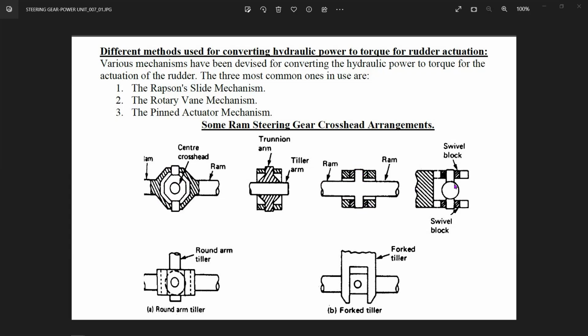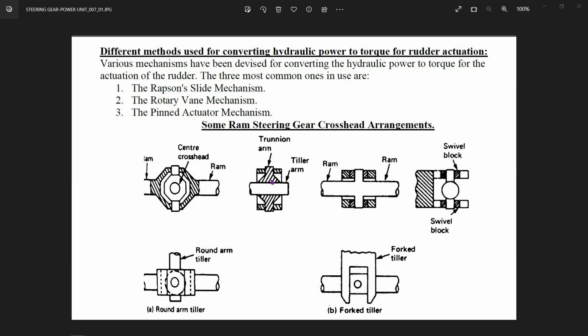Okay, and you see the uniform cross section of the ram is there, and now you've got a pin through that, and there is a swivel block on the top, and this is a fork design. So one is a round tiller arm design, one is a forked tiller design. Now both of them are the Rapson slide only. Okay, and later on when we talk about the mechanical advantage, you will understand why this mechanism is the best, in comparison with the Rapson slide, rotary vane, and pinned actuator.